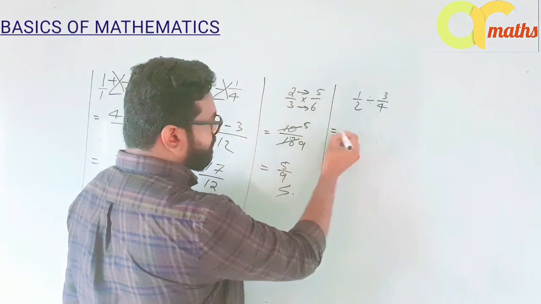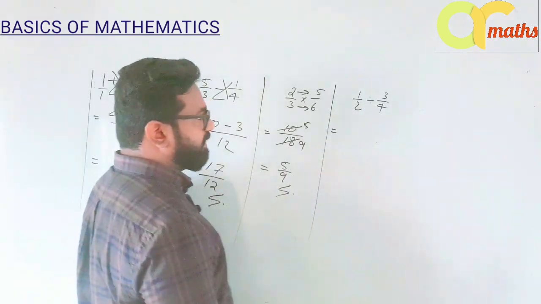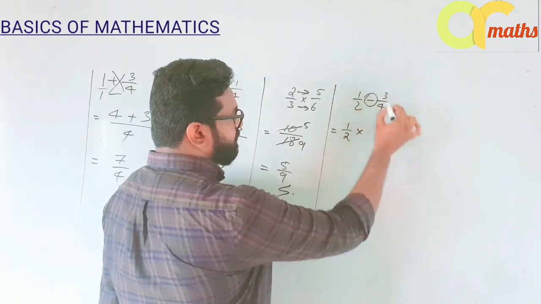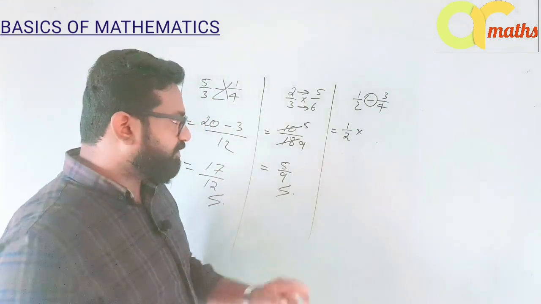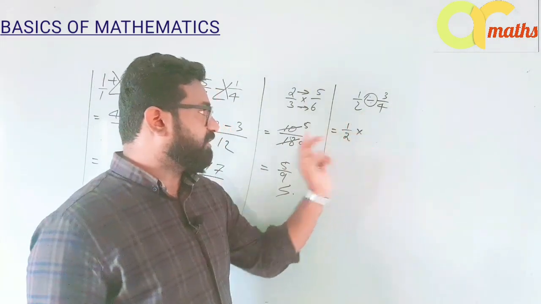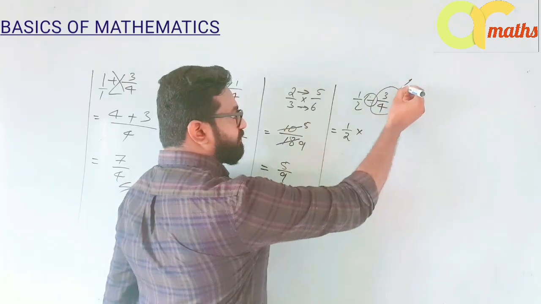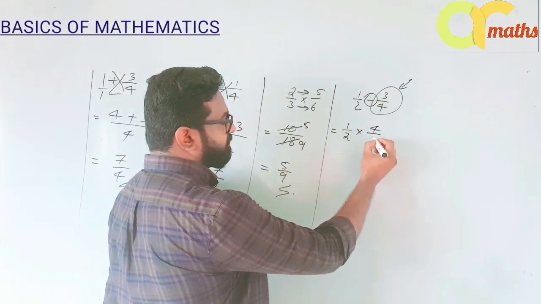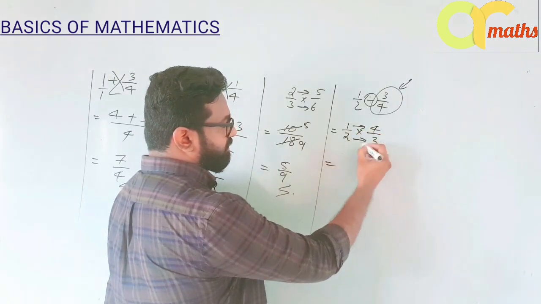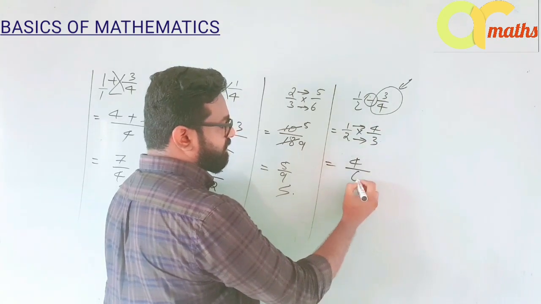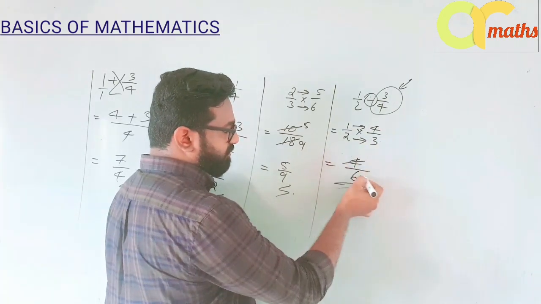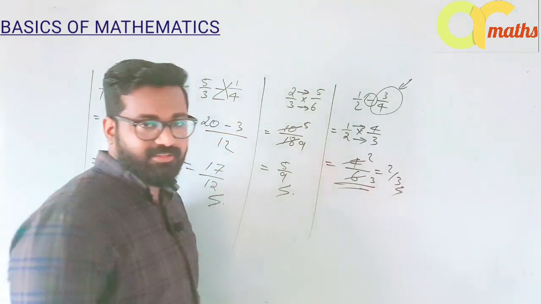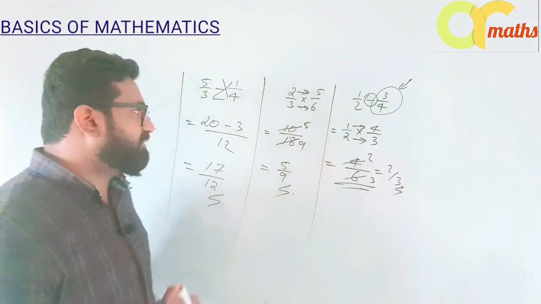Then how to divide two fractions? 1 by 2 divided by 3 by 4. So, 1 by 2 into, we are converting the division into multiplication. When you convert division to multiplication, take the reciprocal of the number. What is the reciprocal of 3 by 4? That is 4 by 3. Then multiply 1 into 4, 4, 2 into 3, 6. Very simple. You can cancel 2 in 4 and 6, that is 2 divided by 3, 2 by 3. Very simple. Okay, this is the basics of mathematics.